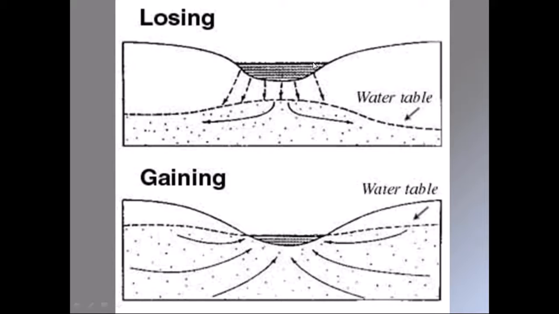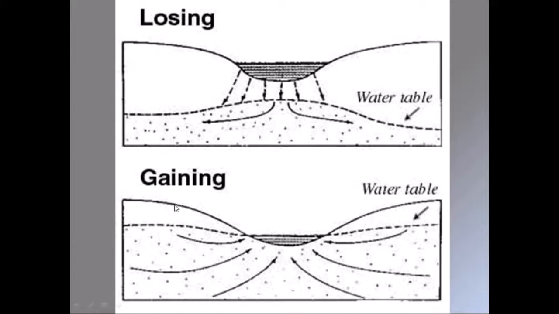Each of these diagrams is a cross section through a river or a stream, and the water is flowing out of the screen toward you. The dashed line underneath is the water table. In the case of a losing stream, the water in the stream channel itself percolates, soaks into the bed of the channel, meeting up with the water table underneath. So losing streams are typically not things that flow year round. They're only there when there's a lot of rainfall, for example, or a lot of snow melt.